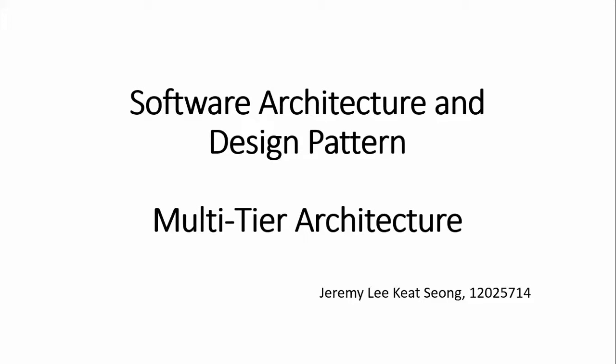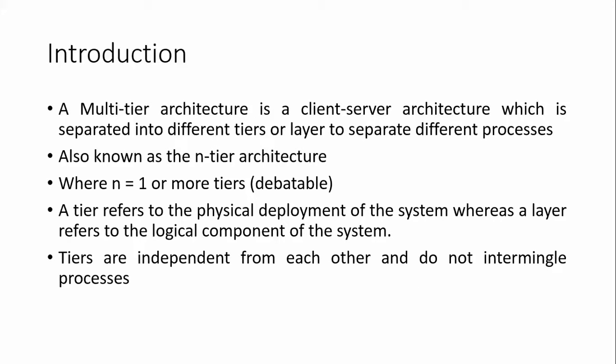Now, to start, what is a multi-tier architecture? Well, a multi-tier architecture is a client-server architecture whereby its processes have been separated into different tiers or layers. A multi-tier is also known as the n-tier architecture, whereby n equals 1 or more tiers.